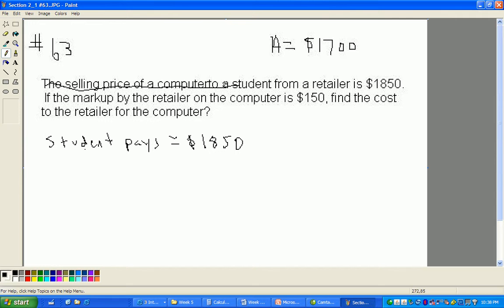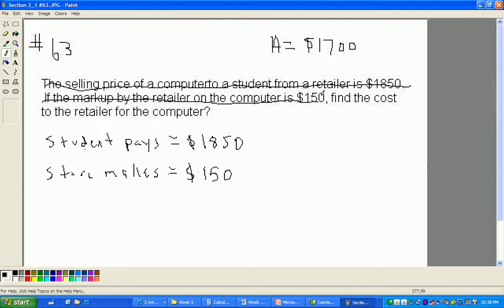The next part says if the markup by the retailer on the computer is $150, so that means that the store we buy it from adds $150. So store makes 150. Let's cross that out on the board. Find the cost to the retailer for the computer. So how much did the store pay for the computer?